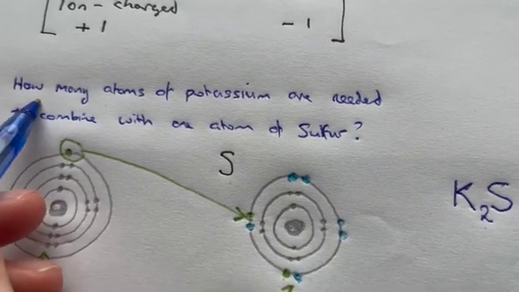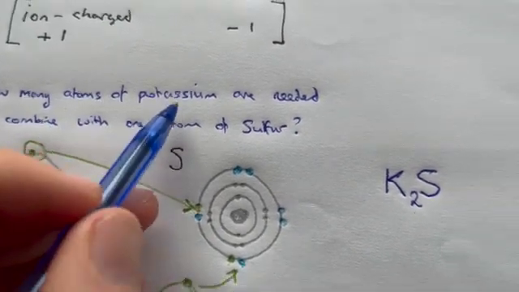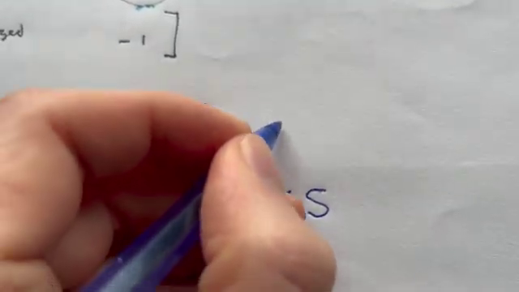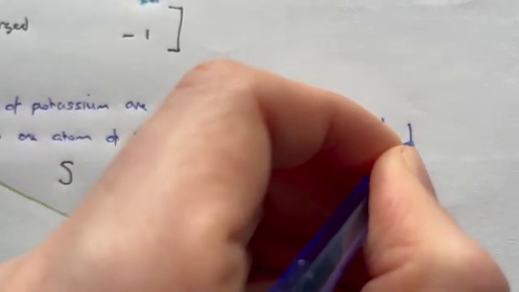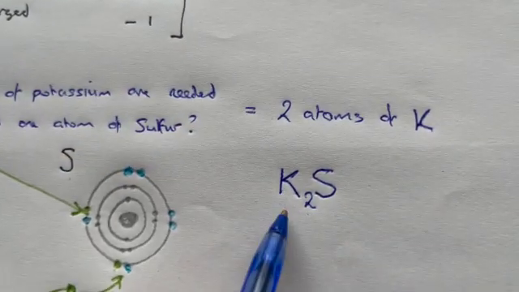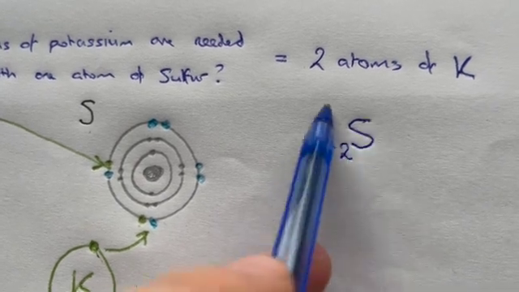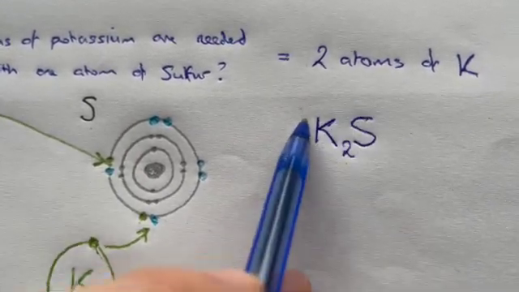And the answer to the question was how many atoms of potassium. So I need 2 atoms of potassium, and that would be the salt, or the compound, that is formed.